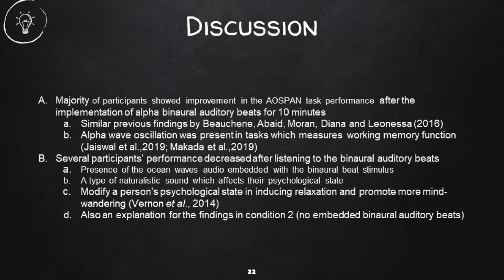This type of sound is known to modify a person's psychological state in inducing relaxation and promote more mind wandering. This might also explain the findings of participants' performance in the memory task after listening to only ocean waves without the alpha binaural auditory beats embedded, which was applied in the second condition. This showed that an individual's cognitive function of working memory may be variably influenced by different types of audio stimulation, whereby its characteristics should be carefully considered to positively affect their level of performance. This was supported by a study which suggested further investigation of binaural auditory beats features is compulsory prior to cementing this modality as an entrainment technique.